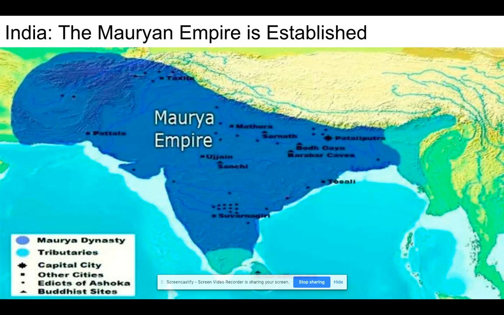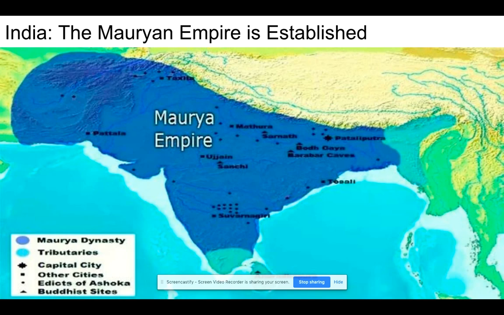Asoka had extensive roads built so that he could visit the far corners of India. He also improved conditions along these roads to make travel easier for his officials and to improve communication in the vast empire. For example, every 9 miles he had wells dug and rest houses built.